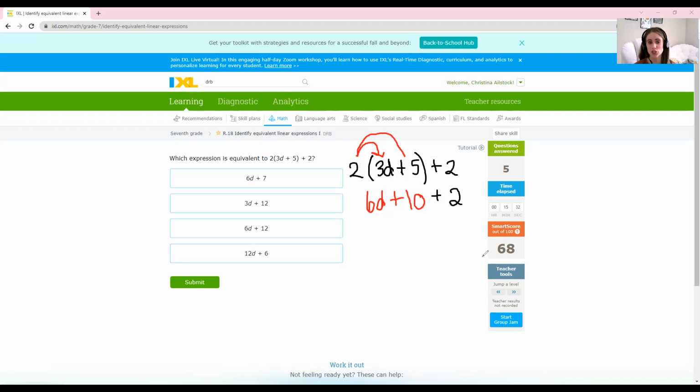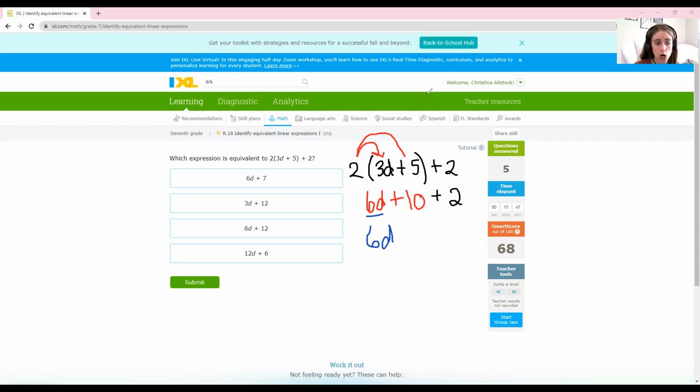The 10 and the 2. Does our 6d have a like term? No, there's nothing else that has the variable of a d. So that 6d has no like terms. We're just going to bring it down. It's still part of our answer.